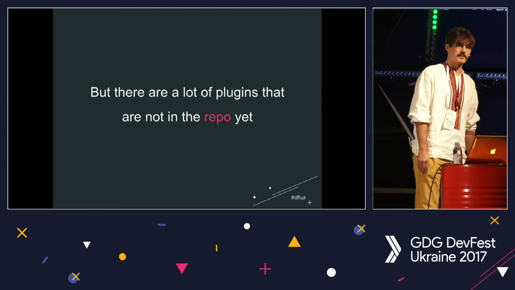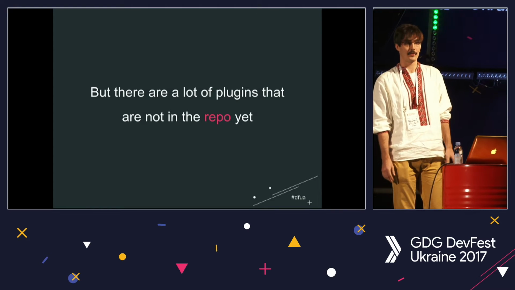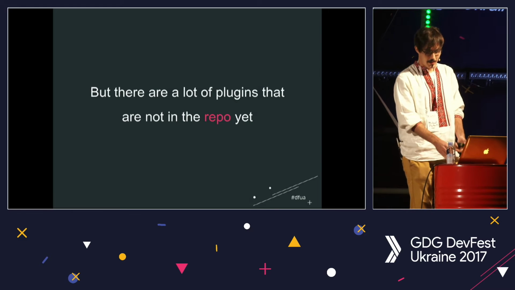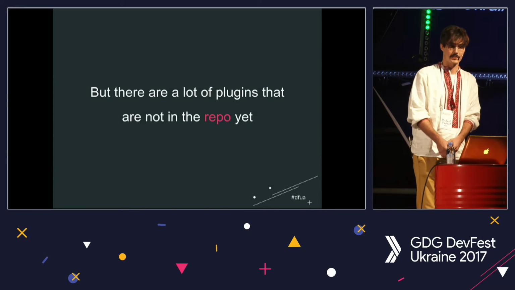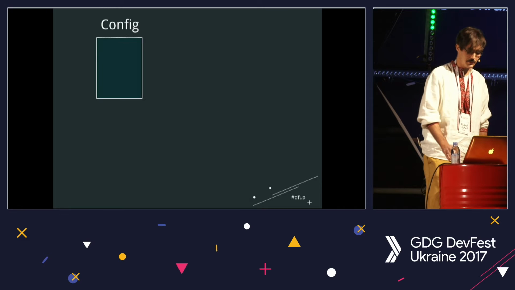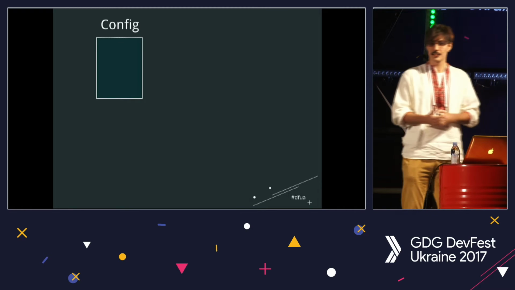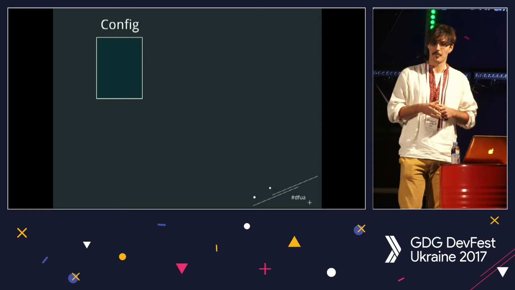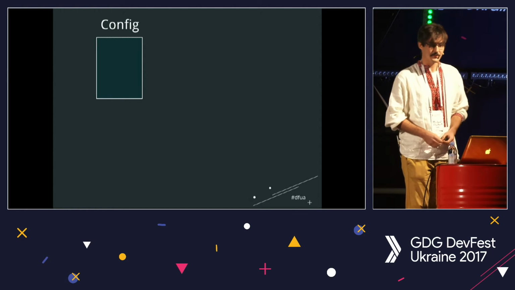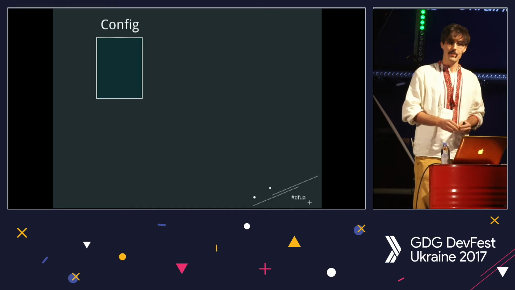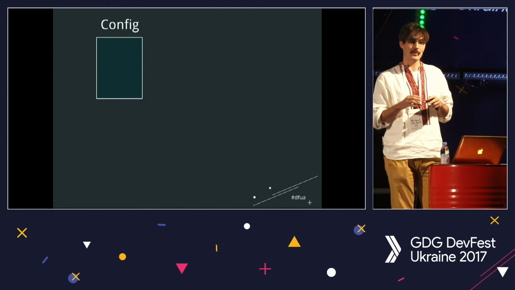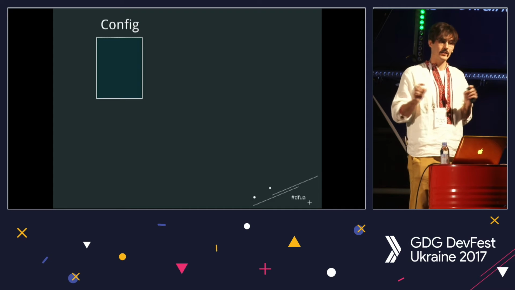But of course, there are a lot of plugins that are not in the repo yet. And we have to work with them too. So for this, we use a workaround. Let's go back to the build lifecycle, and particularly to the configuration stage. For now, we write our build script, but we just add apply lines.